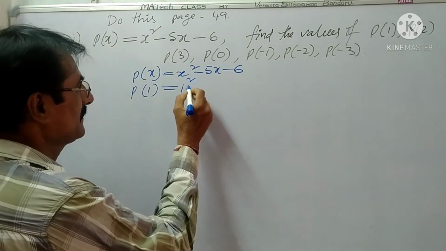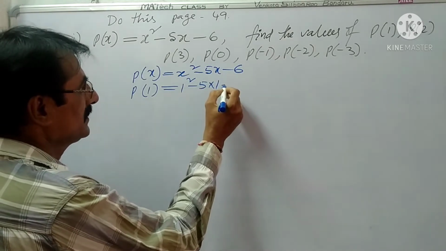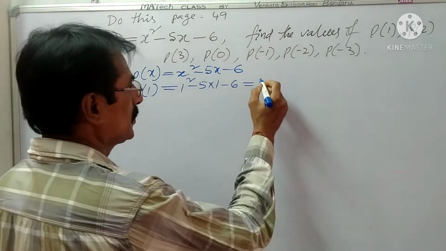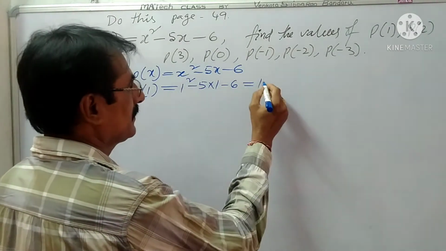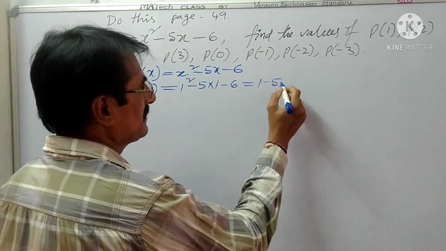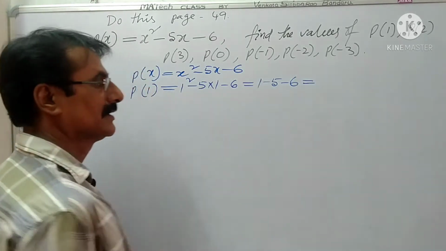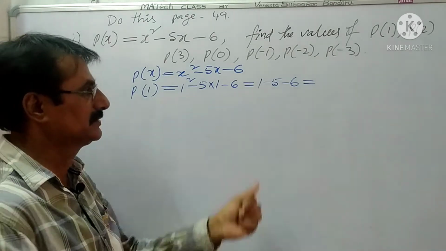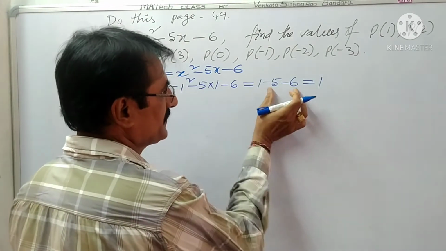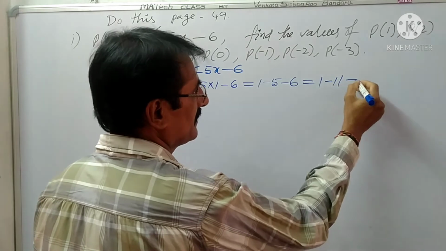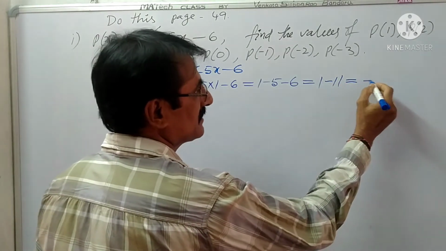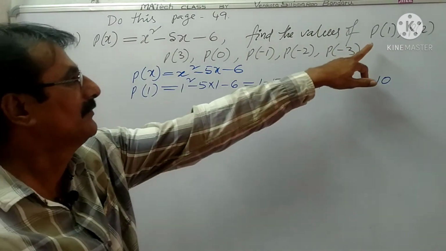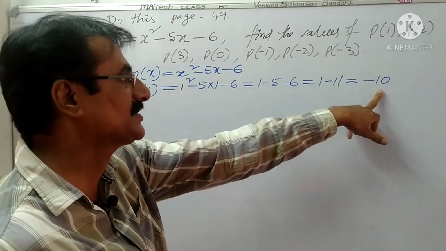1 square minus 5 into 1 minus 6 equals 1 minus 5 into 1, that is minus 5, minus 6. Out of 3, these two are negatives, only one is positive. Sum of these two is minus 11. Finally, 1 minus 11 is minus 10. So the value of p of 1 equals minus 10.